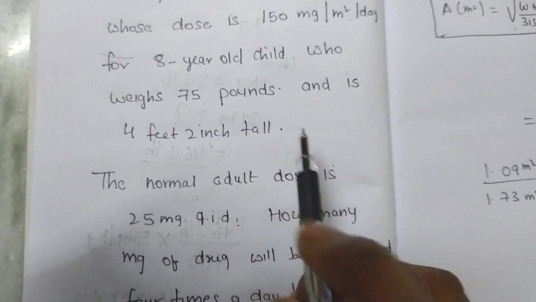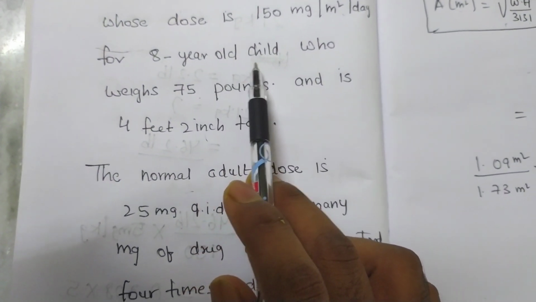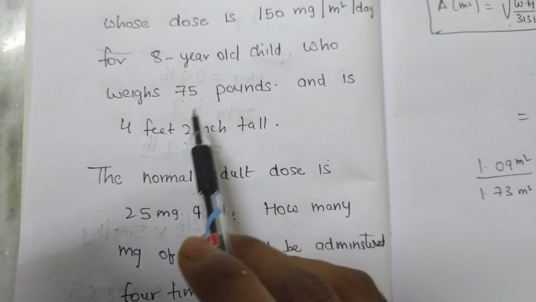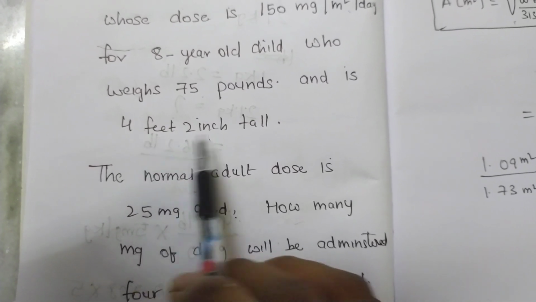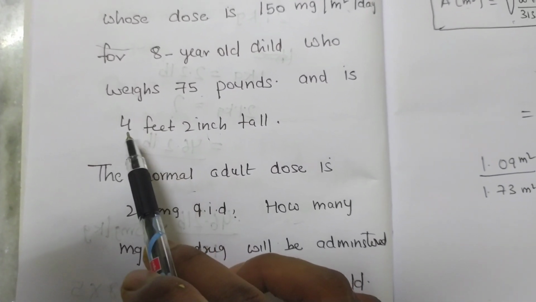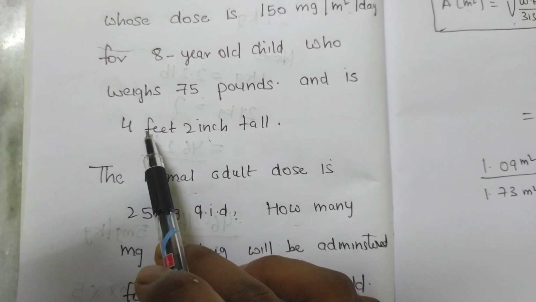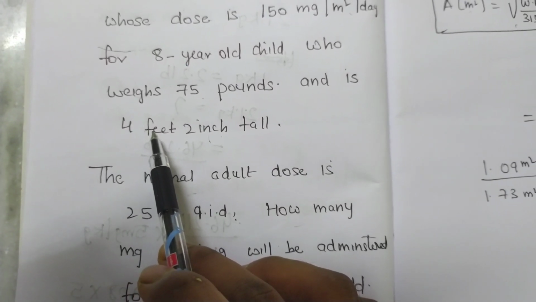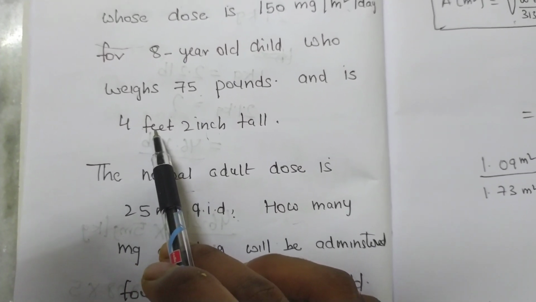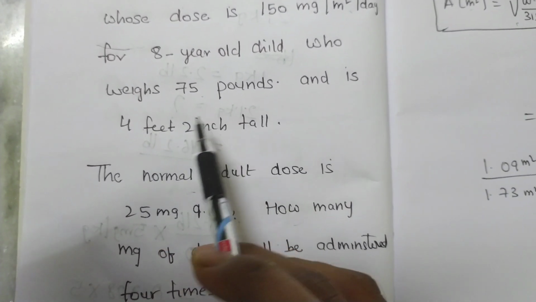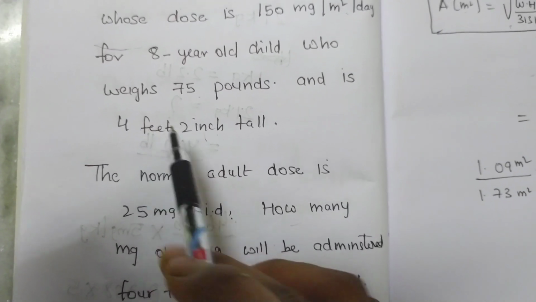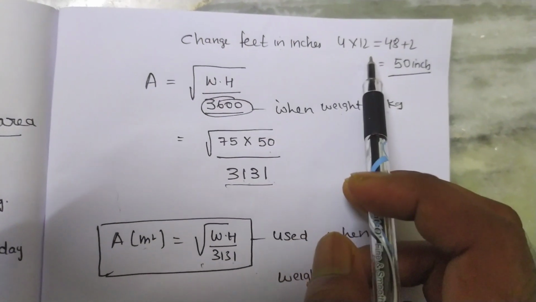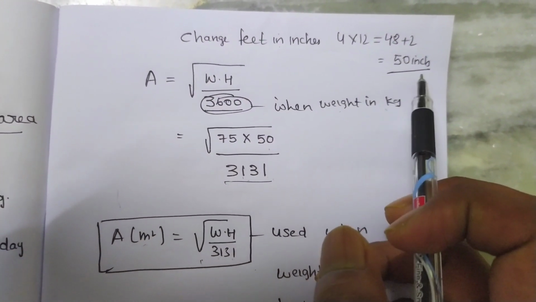Here we should note the values. The age of the child is 8 years, whose weight is 75 pounds, whose height is 4 feet 2 inches. Let us convert it totally into inches. When we multiply feet with 12, we get inches. That is 4 feet into 12, that is 48 inches, plus 2, that is 50 inches.